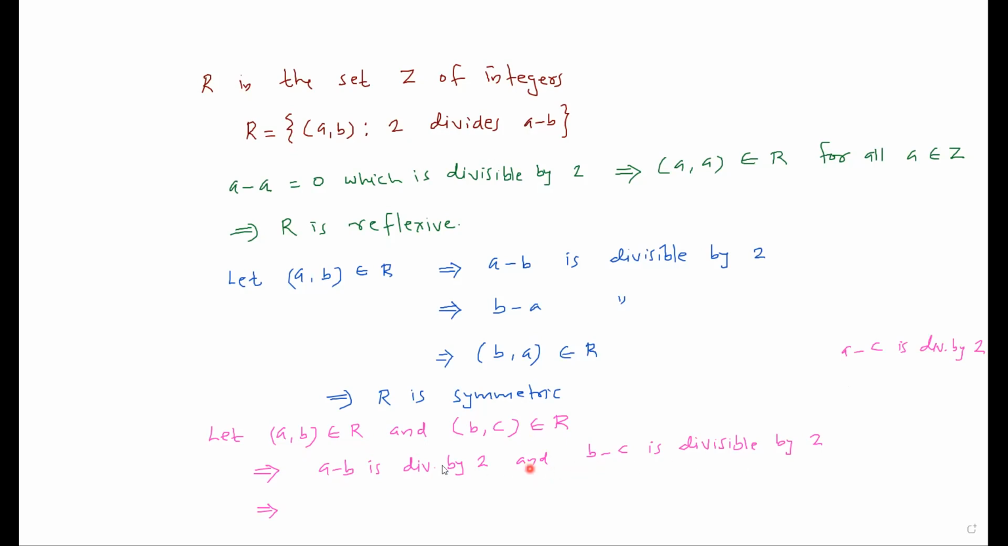We got these two things, and from these two things, how can we say a minus c is divisible by 2? Is it possible to say that? If it is possible to say, then of course the relation is transitive. Is it possible to say like that? Think. Right now you know a minus b is divisible by 2 and b minus c is divisible by 2. From that, how can you draw the conclusion that a minus c is also divisible by 2?